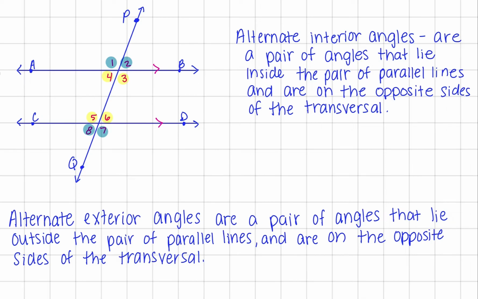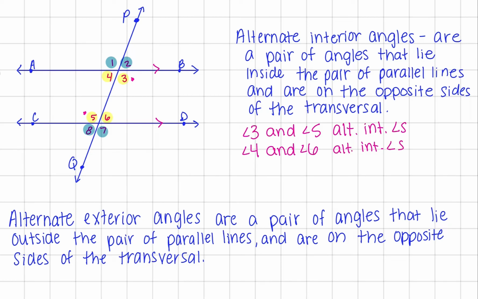So we would say that angle 3 and angle 5 are alternate interior angles. And so if 3 and 5 are alternate interior angles, 4 and 6 are alternate interior angles. Okay?